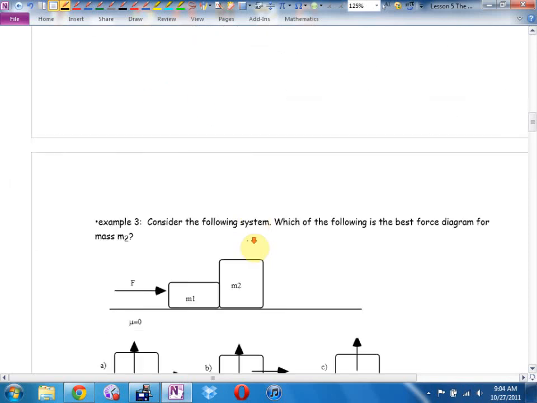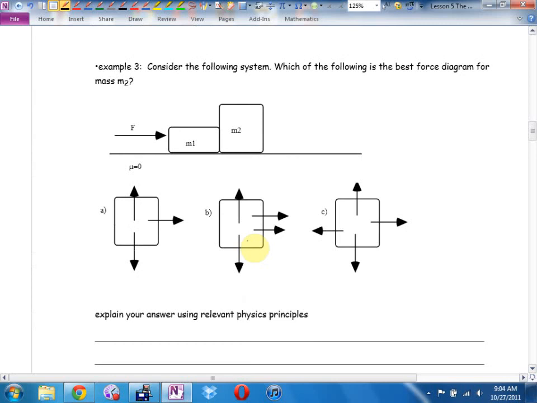Example 3, turn the page. Example 3 says, consider the following system. Which of the following is the best force diagram for mass M2? Is there friction between these masses and the ground, and how do you know? They put a little mu equals zero there. Try doing your own little free body diagram on mass 2 over here. I'm not going to do one. Then look at A, B, or C. Once again, we're going to vote. What are the forces acting on mass 2, do you think?